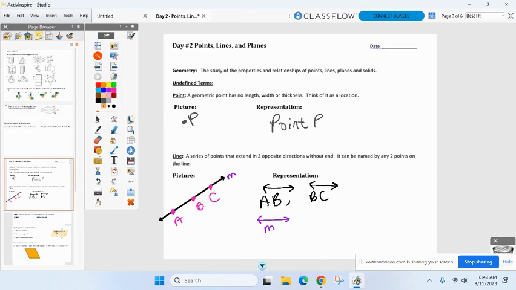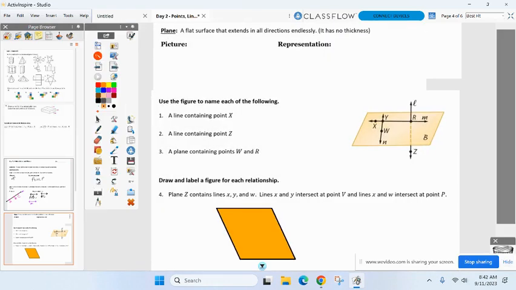Okay, any questions on my lines? How to name it. Minimum of 2 points on there. Got to have the arrows. If you don't, it's a totally different vocabulary term. All right, point, line, and then here's where we're going to stop after this one and do some examples. A plane.